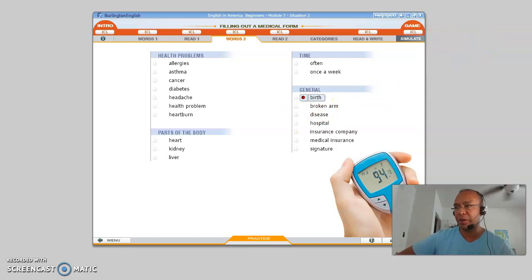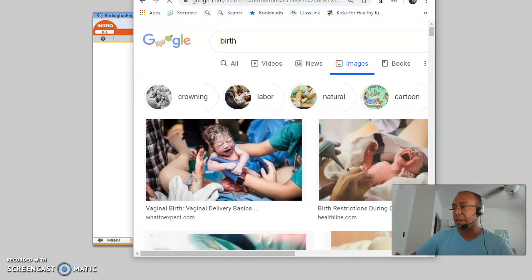Birth. Well, birth refers to coming into this world, when a baby is delivered. That is the birth of someone, of a person. So this person is giving birth right here, and they have a beautiful baby.